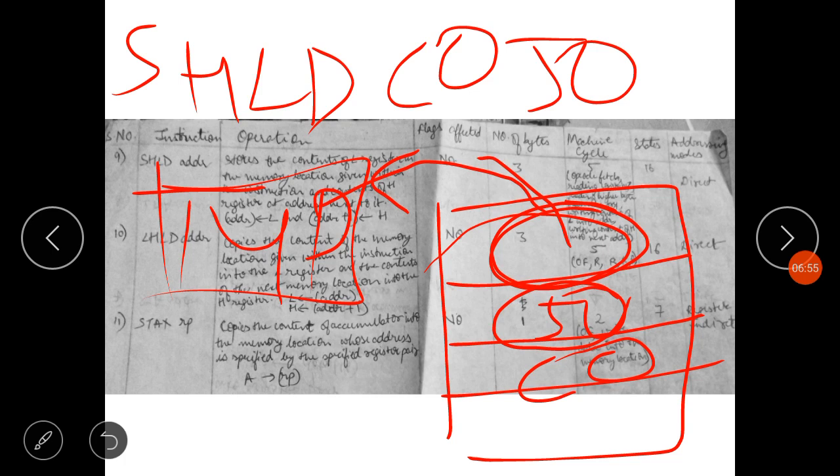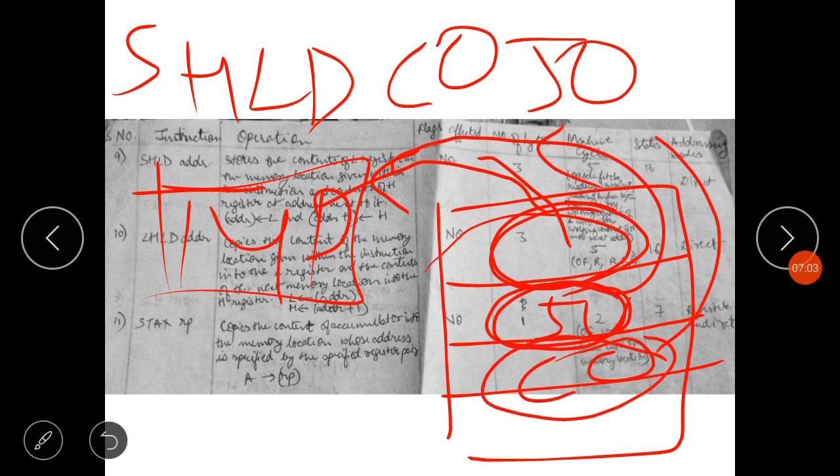So the second machine cycle will be used for reading the lower byte of the address. The third machine cycle will be used for reading the higher byte of the address. Up to now, how many machine cycles? First was the opcode fetch machine cycle, second was a memory read machine cycle, and third was again a memory read machine cycle. Now the microprocessor has fetched the whole address that was stored in the memory.